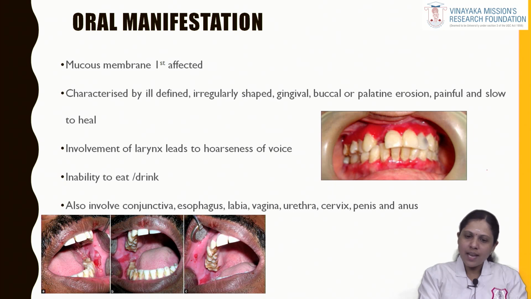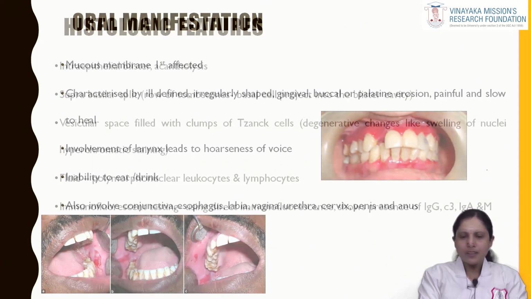If it involves the larynx, it leads to hoarseness of voice. Inability to eat or drink may also be seen in patients. It may also involve other mucous membranes like the conjunctiva, esophagus, labia, vagina, urethra, cervix, pharynx and anus.